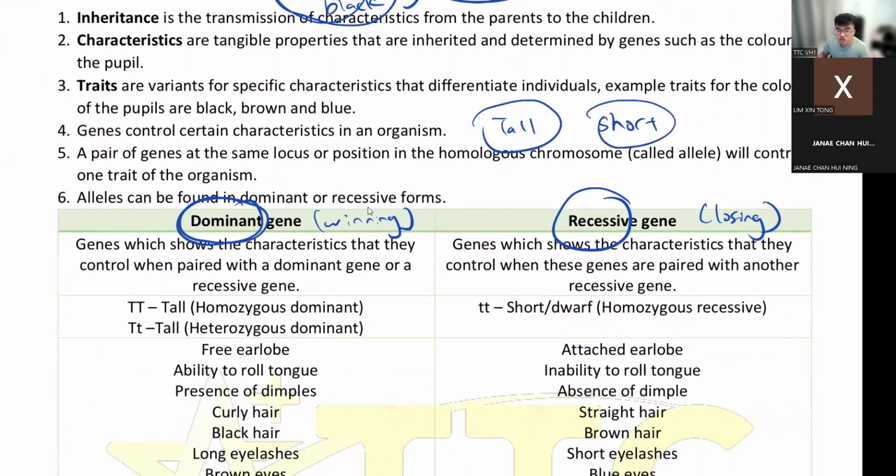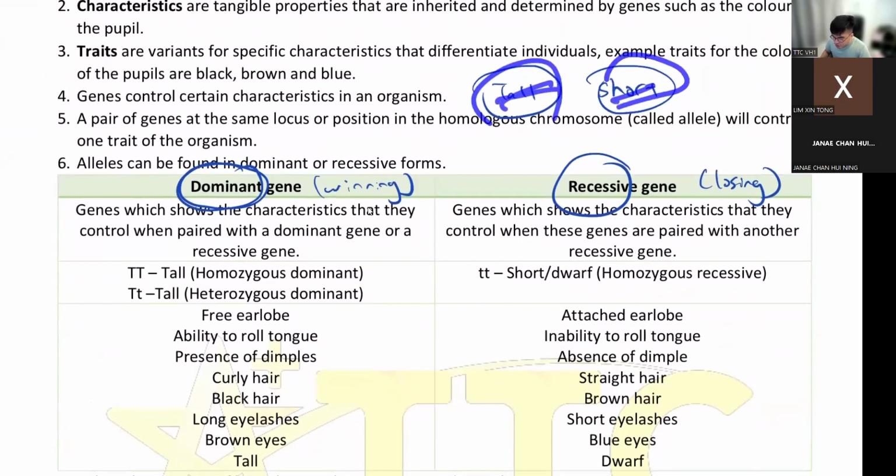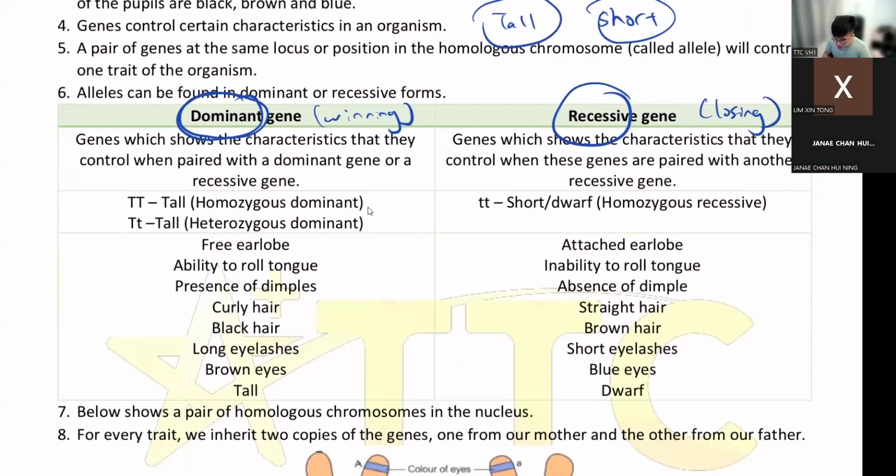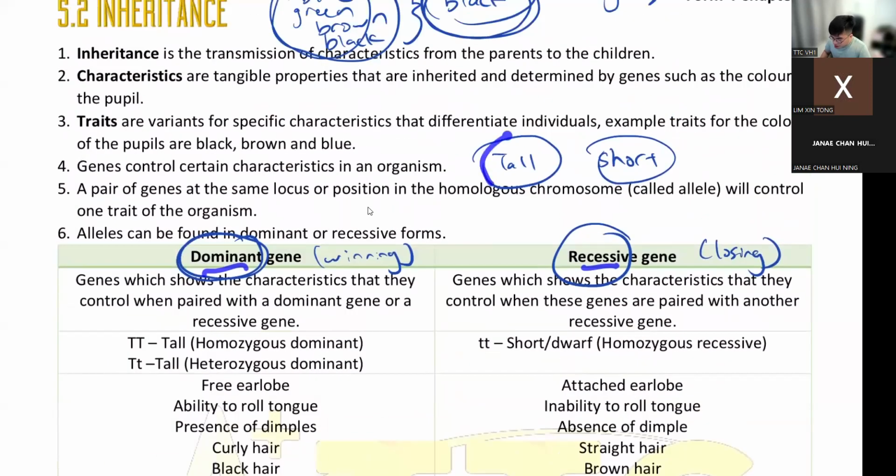Will you be tall or short? They will fight. Tall and short will fight. The dominant will win. Who is the dominant? Dominant is tall, recessive is short. So the tall gene will beat the short gene, and the tall gene will win. And you will end up tall, right?